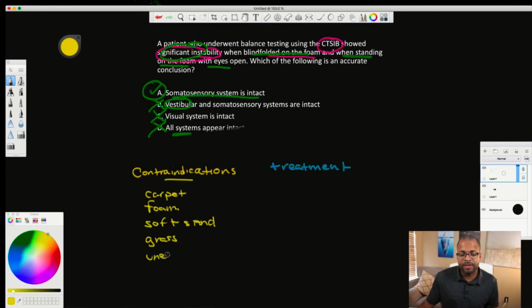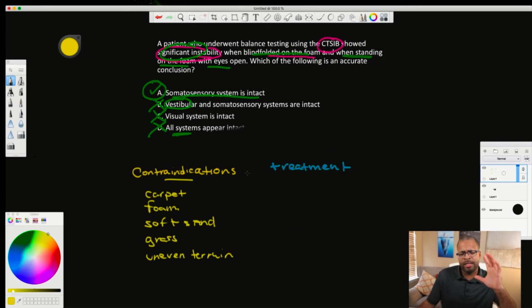These are all different things that I would want to be very cautious about this patient being on or walking on, because I know this patient relies on somatosensory for their balance. So I don't want to do anything to take somatosensory away from the patient. Does that make sense? All right. So those are some of the contraindications or things that we will want to be very careful of. All right.